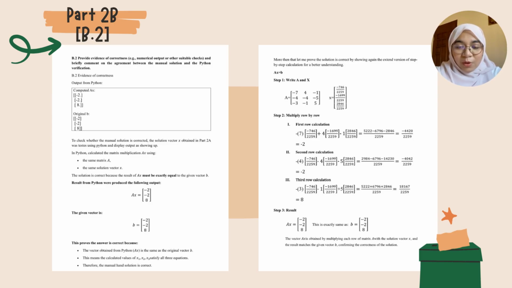And then, combining all three results, we obtain AX equals negative 2, negative 2, 8. This is exactly the same as the given vector B, negative 2, negative 2, 8. Since multiplying the matrix A with the solution vector X gives the original vector B, this confirms that the solution is correct.